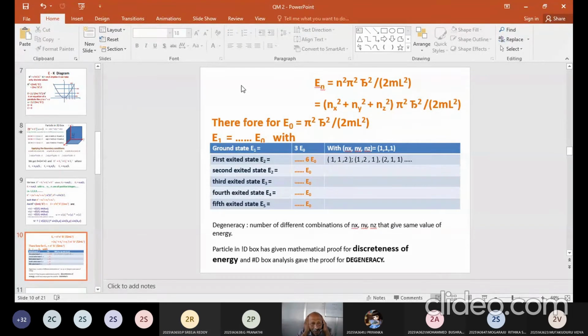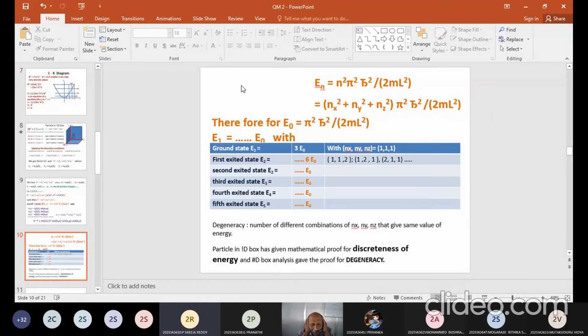Others are not allowed. When you have allowed energy levels, check whether they have any degeneracy. 9 E naught has 3-fold degeneracy and 12 E naught has only 1. So what is the total number of energy states available? 4. Understood or not?